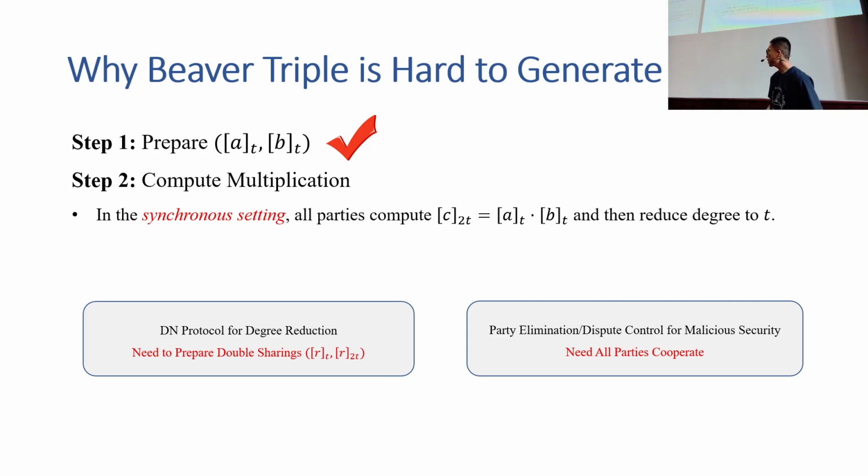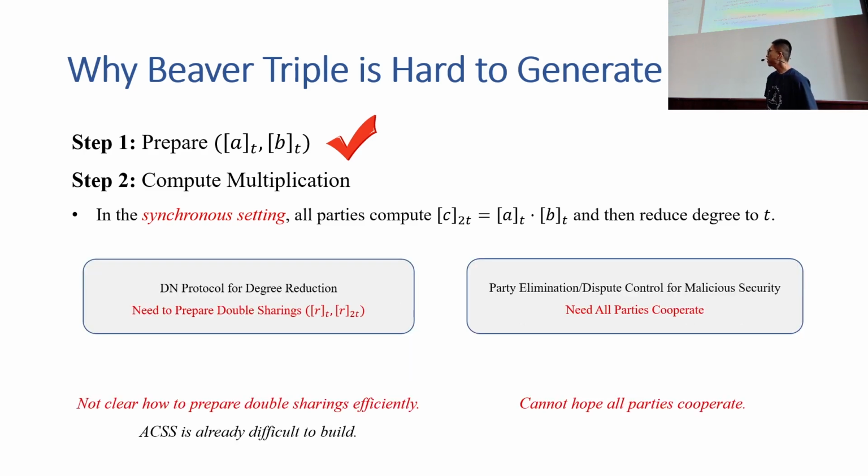However, in the asynchronous setting, it's not very clear how to prepare double sharings efficiently, as we just saw that just preparing degree T sharings is already very difficult. And the second part is that usually to figure out who is cheating, you just let all the parties broadcast their views so that you can figure out which party does not follow the protocol. But the point is that in the asynchronous setting, you cannot hope all the parties cooperate. So it's not clear how to find the party who is cheating.